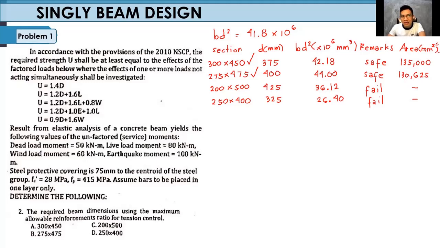Diba? So, mas maliit na cement na lang yung gagamitin natin. So, therefore, clearly, na ang gagamitin natin is yung letter B. Use 275 by 475 millimeter na section. So, lagyan natin ng remark safe and most economical.